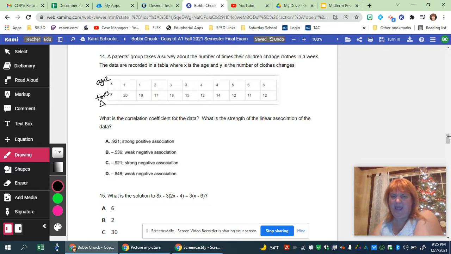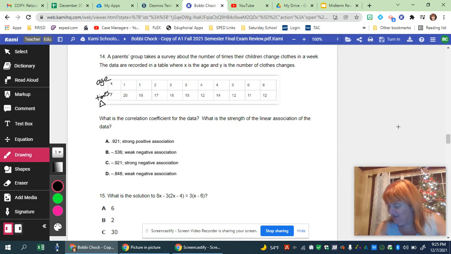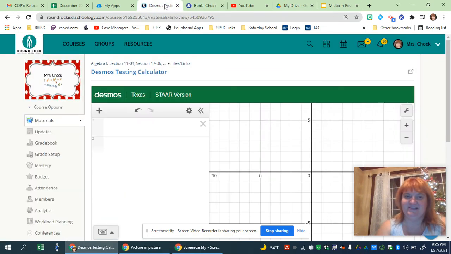I know there's a way you can split your screen. Maybe one of you guys can show me how to split my screen. So I could actually have the Desmos and this opened at the same time. But until that happens, we're going to do it this way.